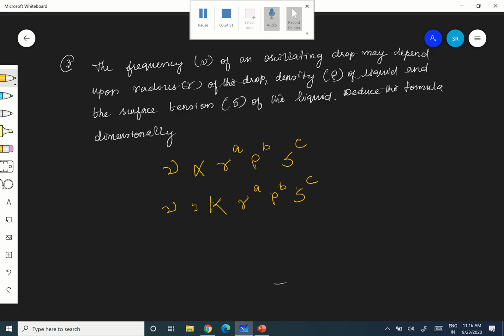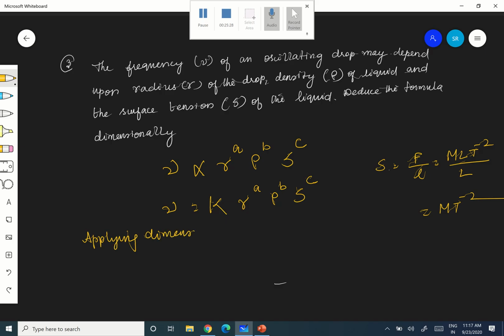Are you following? Right. You know the radius, you know the density, and surface tension. I told you surface tension is force per unit length, F by L. Therefore, F is M L T power minus 2, divided by L. Therefore, it is M T power minus 2 for surface tension. Having known all the dimensions, next one.